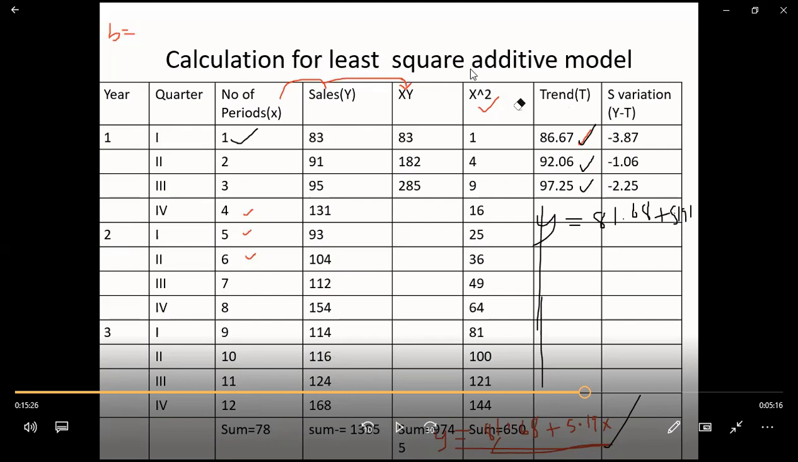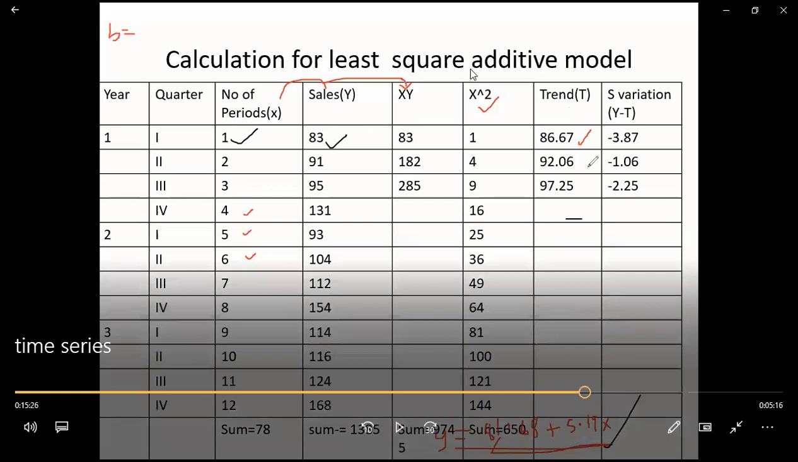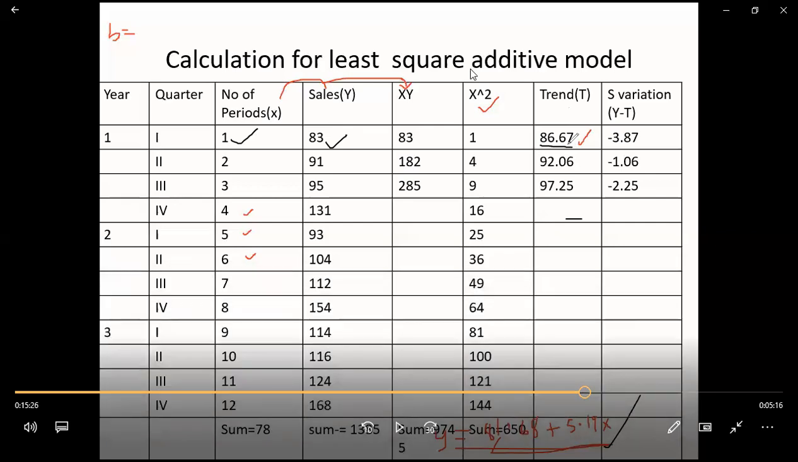After you've obtained your trend values, the next thing you should do is, we are using an additive model to decompose. So what you do is you subtract the trend value from the observed value. The observed value is the real sales data, okay? So you subtract the estimated values here, the trend values, which is 86.67 from 83. Once you do that, you get negative 3.86. Repeat that for all values. Subtract 92.06 from 91, you get negative 1.06. Subtract 97.25 from 95, you get negative 2.25.